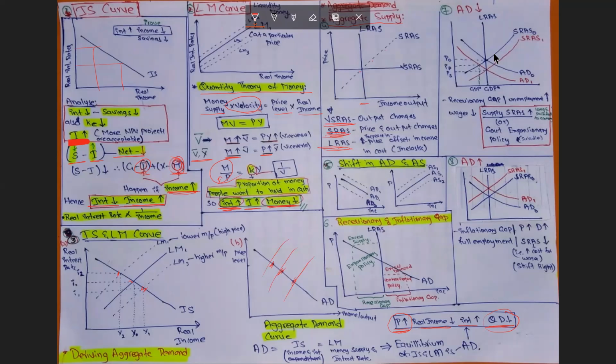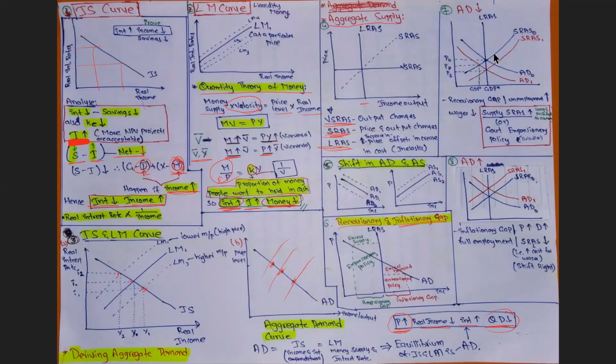So shift in aggregate demand, as we have already discussed in the previous topic, happens when there is a factor other than price. So the demand curve will move upward or downward. Downward means decreasing demand, and upward means increasing demand. For aggregate supply, when there is a change due to a factor other than price, the aggregate supply curve will shift to a new aggregate supply curve.